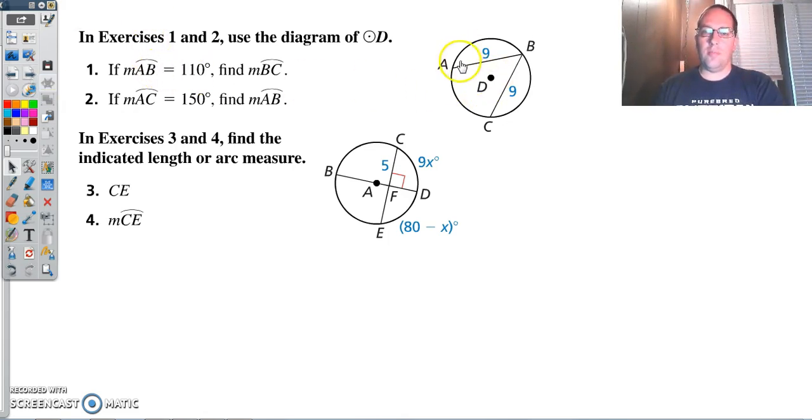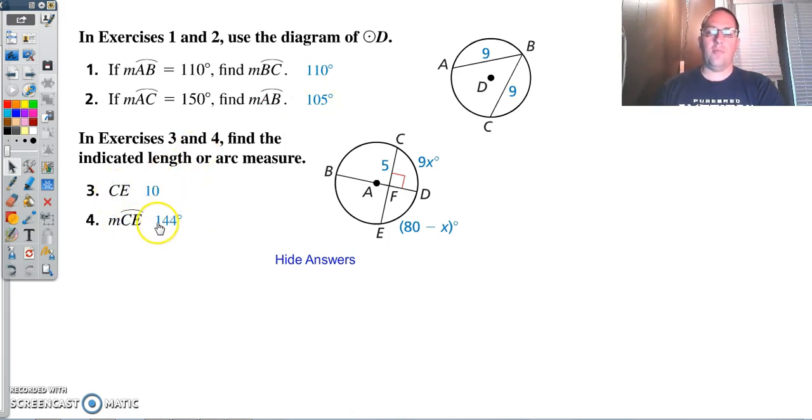Number 1, the measure of AB is 110. We want the measure of BC. Well, it's all in the same circle, and we see that this chord is the same as that chord, which means the arcs are also congruent. So if this is 110 degrees, this is also 110 degrees. Number 2, what if AC was 150, not 110? What's AB? Not going to be 110, different situation. Now we get 105. Number 3, you should have got 10.